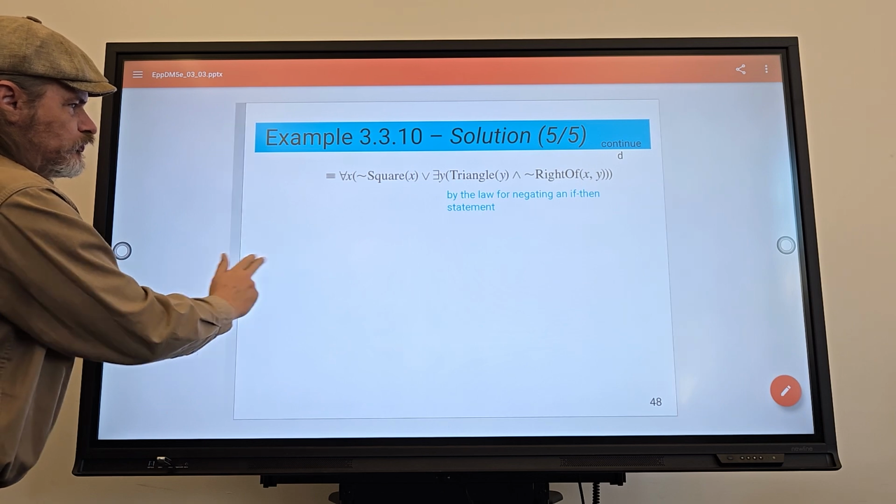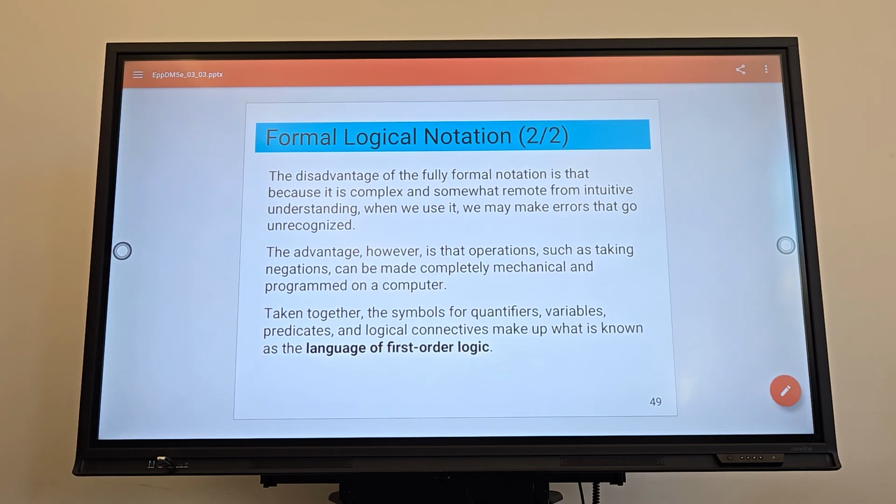The disadvantage of fully formal notation is that because it is complex and somewhat remote from intuitive understanding, when we use it, we make errors that go unrecognized. These operations can be made completely mechanical and programmed on a computer, however. Taken together, the symbols for quantifiers, variables, and predicates and logical connectives make up what is known as the language of first-order logic.